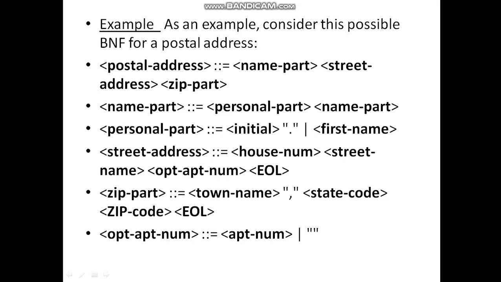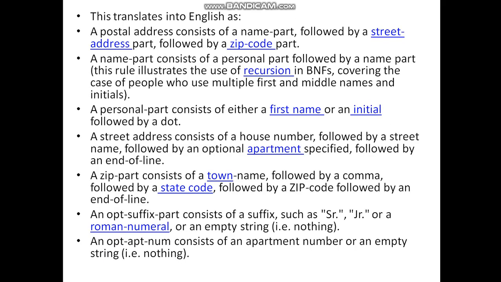A BNF can be written in this format. A postal address is defined as name part, street address, zip code. Again name part, again personal part. All these are non-terminals, defined as. So what is the translation into English?